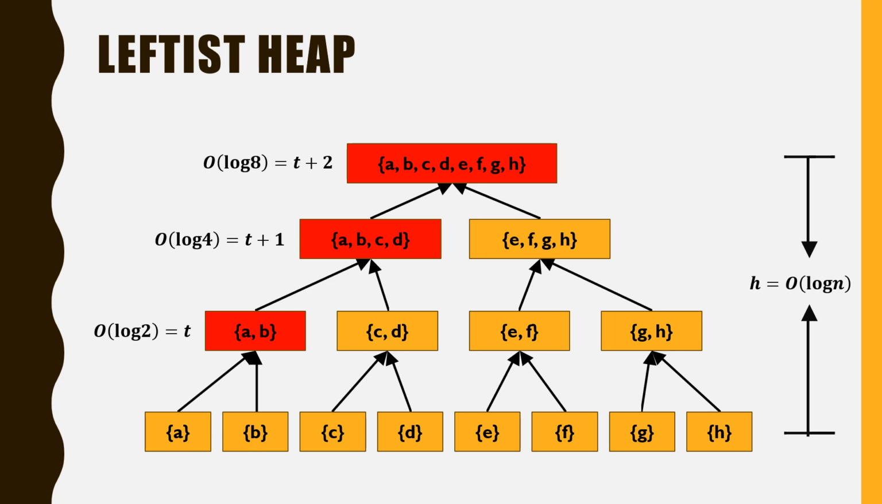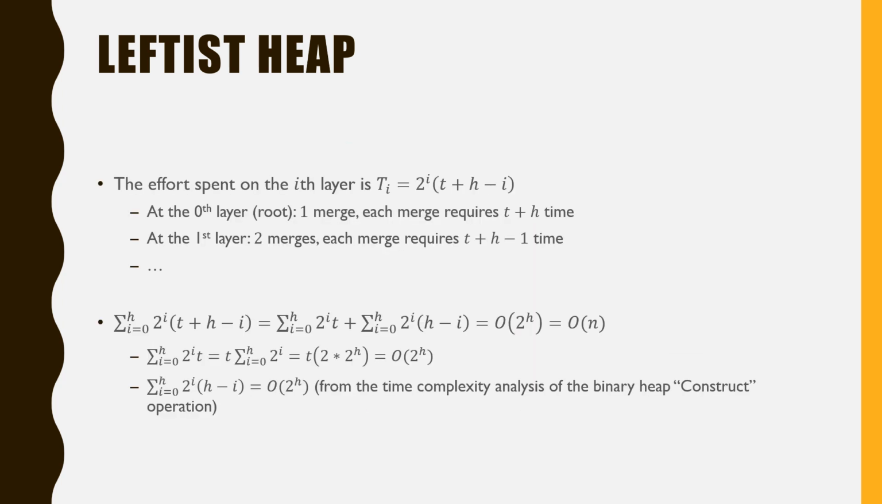Since the heap size doubles at each higher level, the recursion tree has a height of O(log n). Denote the recursion tree height as h. In this case, let Ti represent the total effort spent at the ith layer of the recursion tree. Ti can be computed as 2^i times (T + h - i).